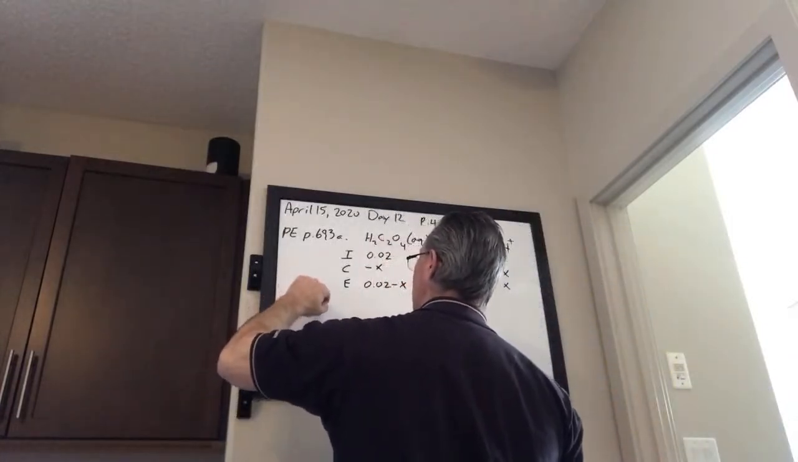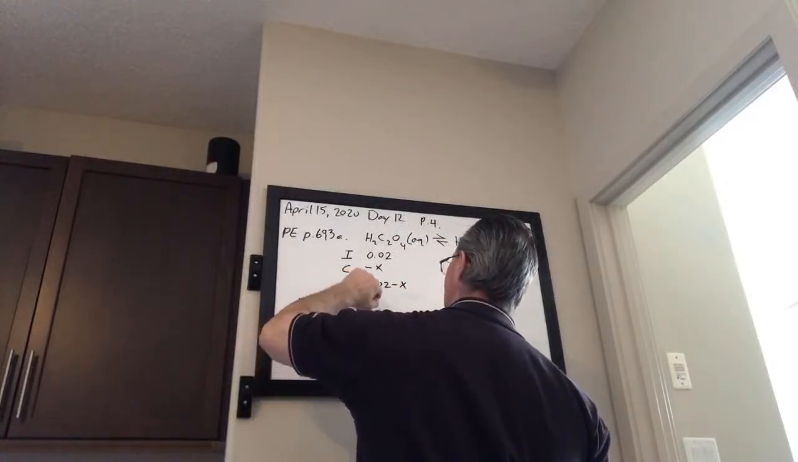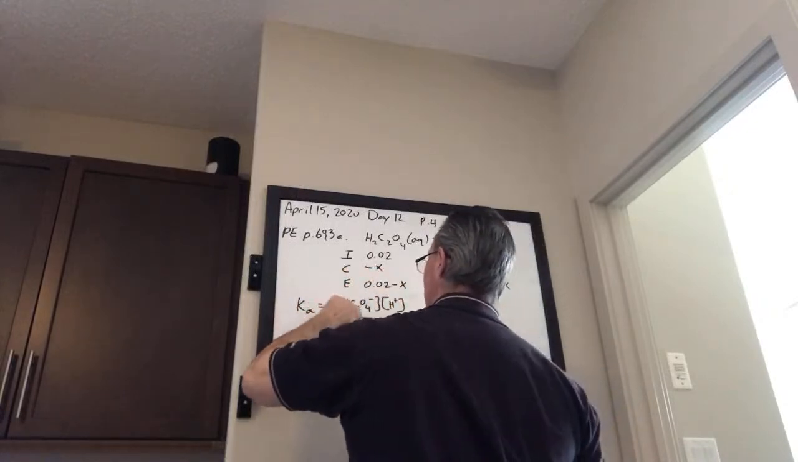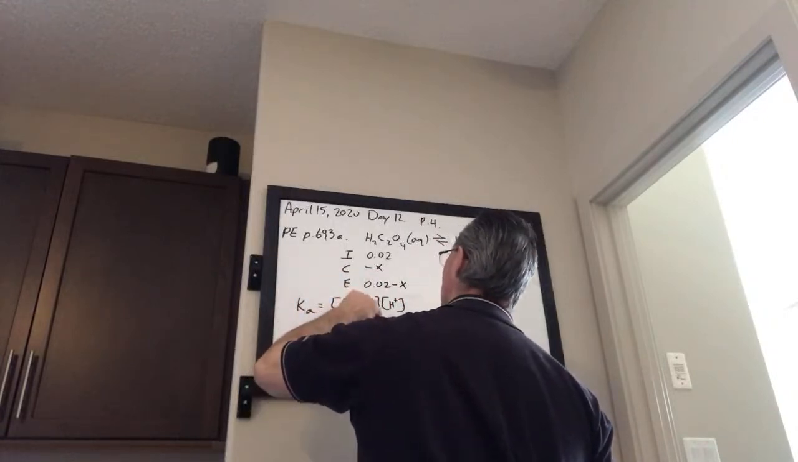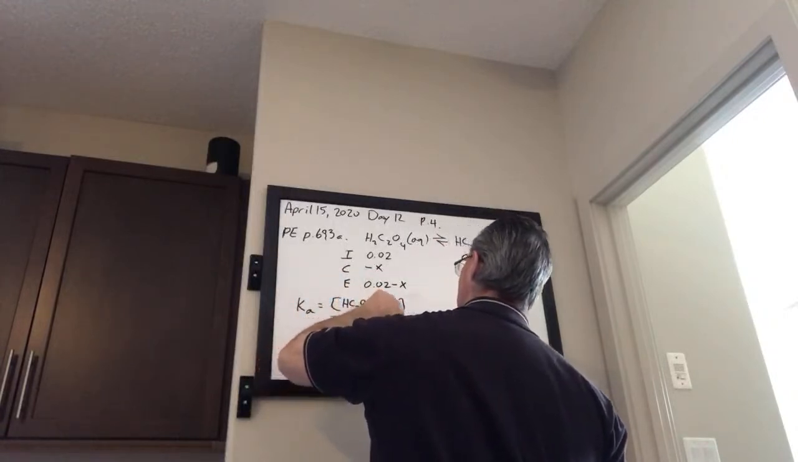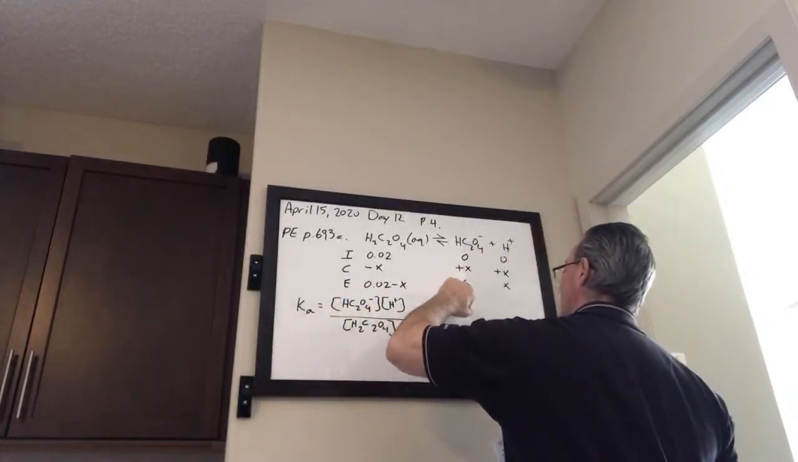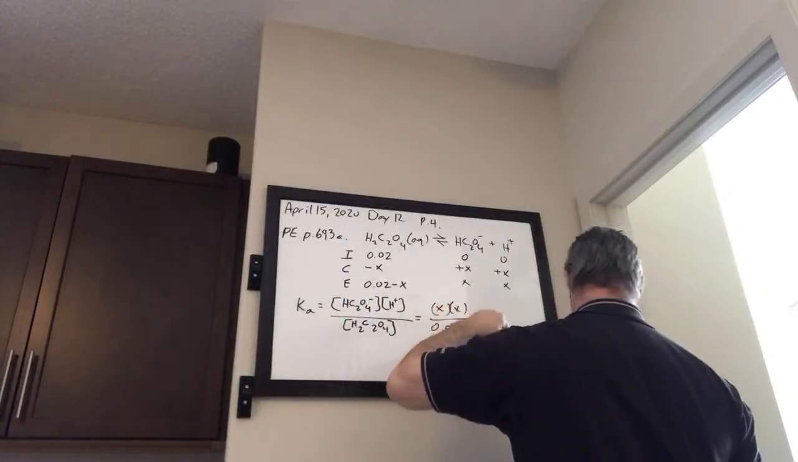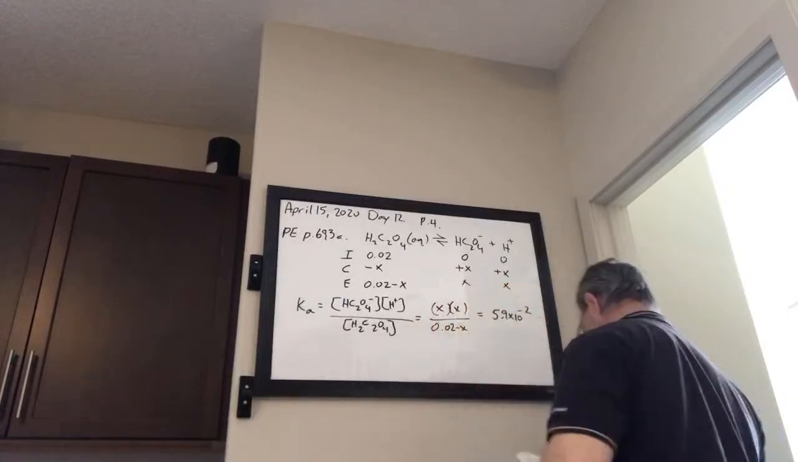So you can set up an equilibrium equation. Ka is equal to products over reactants, which is the oxalate anion concentration times the amount of protons produced divided by the equilibrium concentration of the oxalic acid. That's going to be represented by x times x over 0.02 minus x, and all of that has to equal 5.9 times 10 to the minus 2.